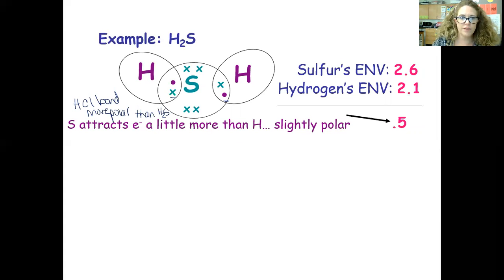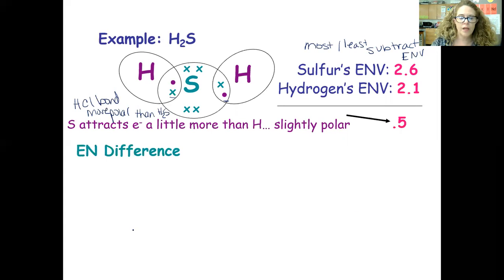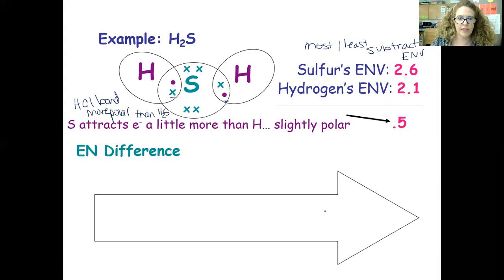So in order to figure out if something is most polar or least polar, anytime you see the most or least, I'm just going to jot that down here, most, least. You want to subtract your electronegativity difference. You want to make sure you get those electronegativity values from Table S.